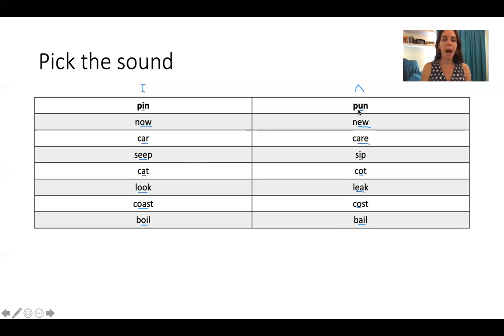Pin, pun. Now, new. Car, care. Seep, sip. Cat, cot. Look, leak. Coast, cost. Boil, bail. You can try those on your own at home, or you can say them to a friend and get them to say them back. Pay attention to what your mouth is doing so you can hear the difference between the minimal pairs. Well done.